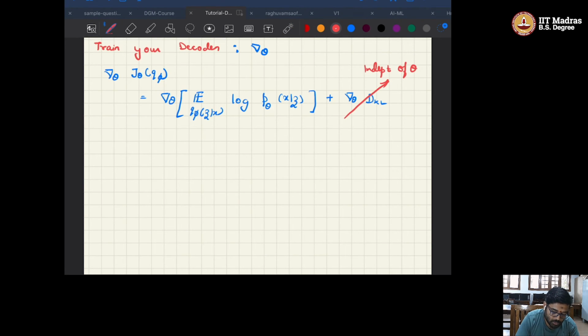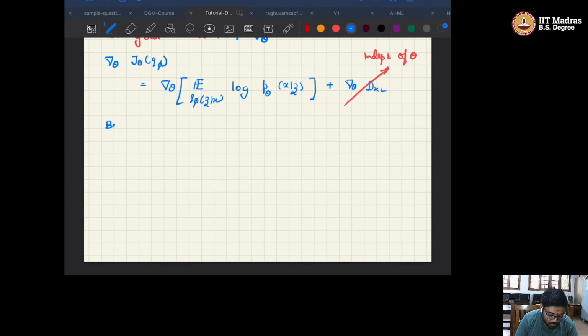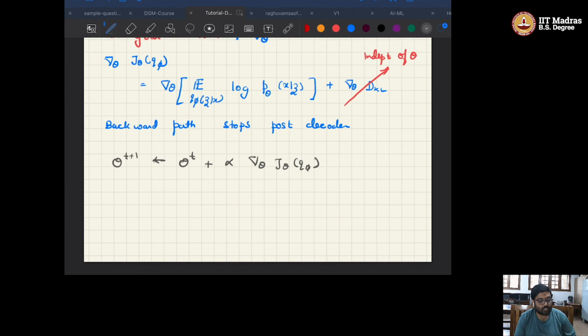Okay. So now the idea is the reverse path, that is the backward path, stops post decoder. You will not go to the encoder. Now how do you have it? Your theta t plus 1 equals theta t plus alpha times J theta of phi. Now this is your gradient update. Okay.